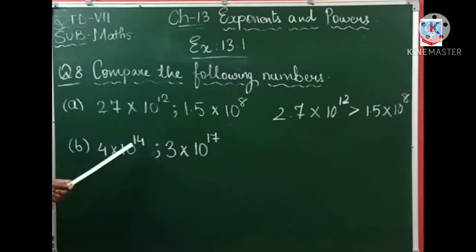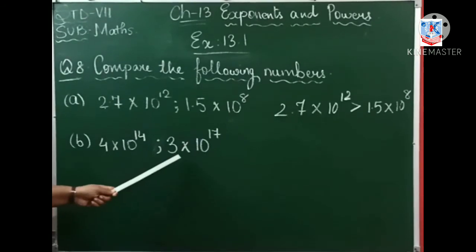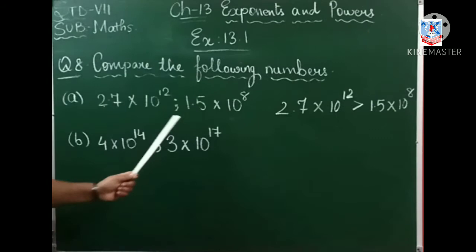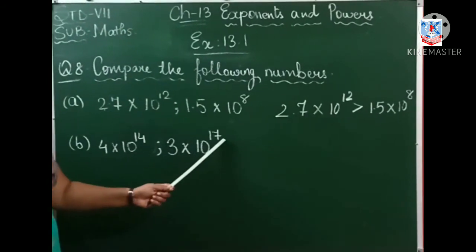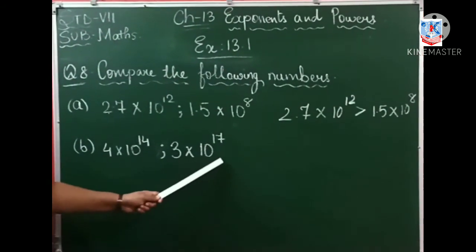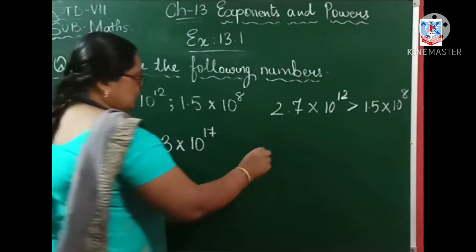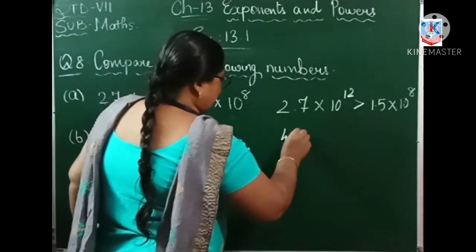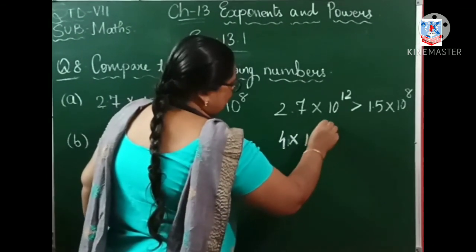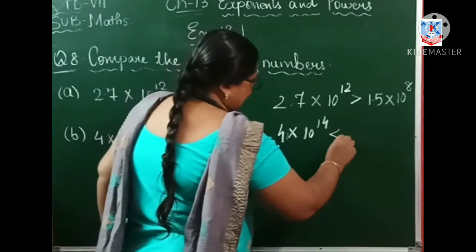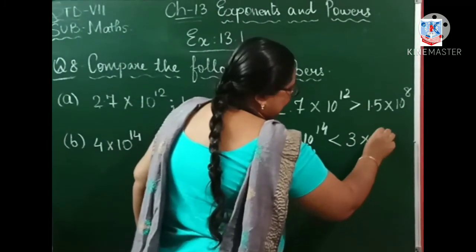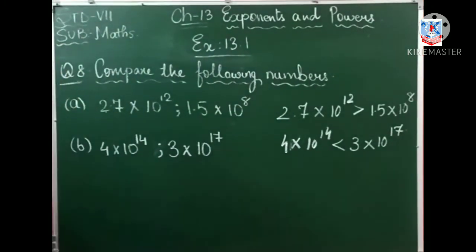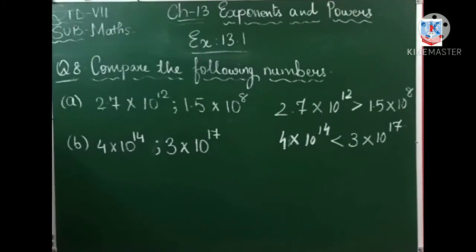Same way here also. 4 into 10 raised to the power 14 and 3 into 10 raised to the power 17. Now see here, base is same, but the exponent: here it is 14 and here it is 17. Then which is greater? This one will be greater. 4 into 10 raised to the power 14, 3 into 10 raised to the power 17. Understood? We'll continue further in our next class.